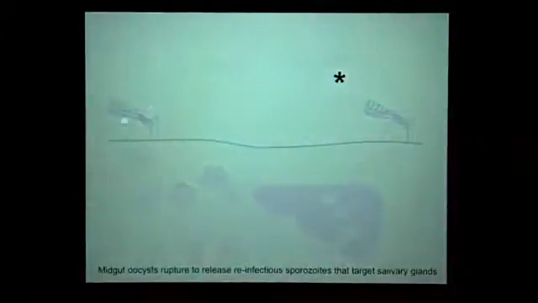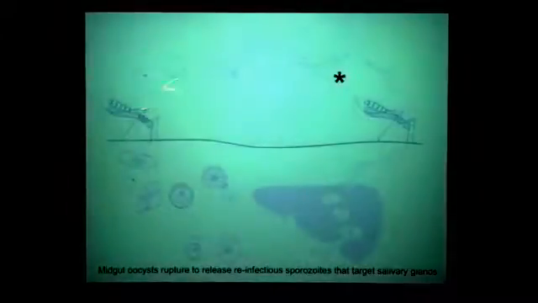Okay, so the parasite's had sex in the midgut, it's broken through the epithelia, and now it has to form the next stage for reinfection.